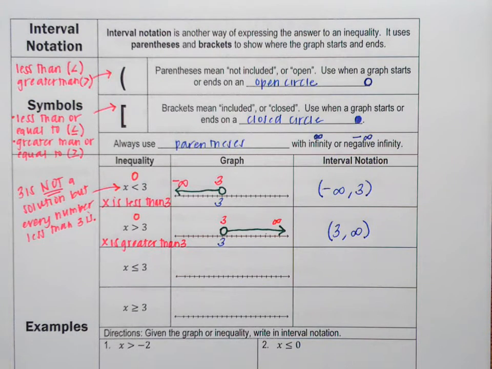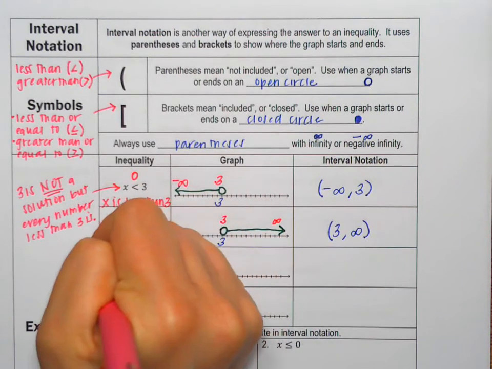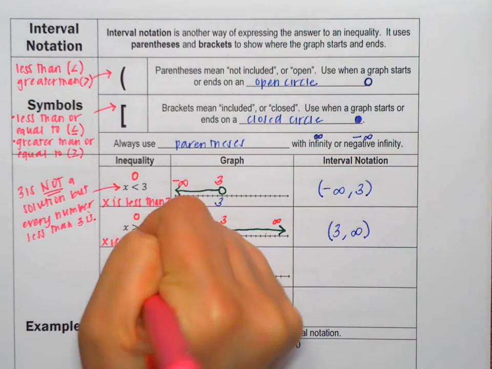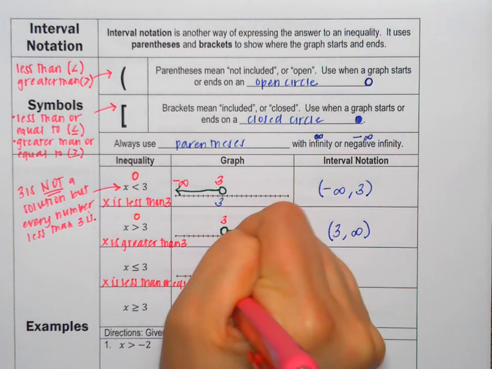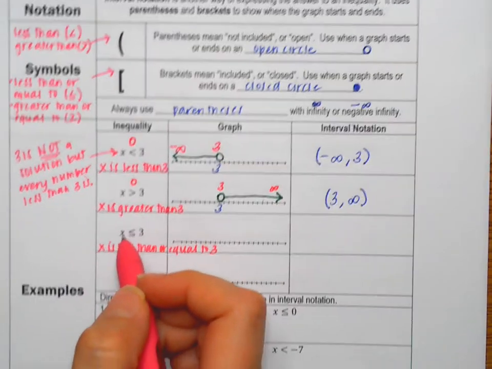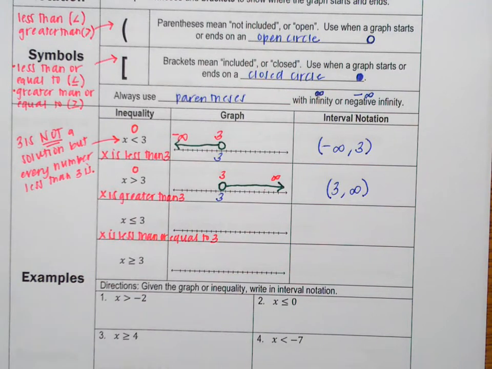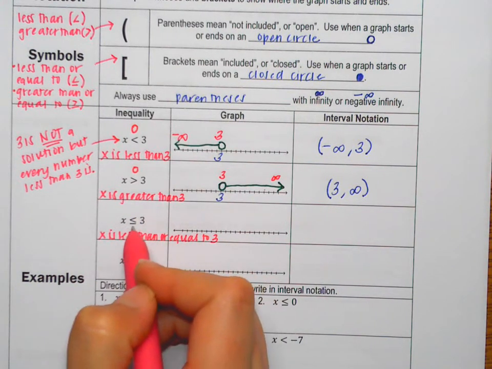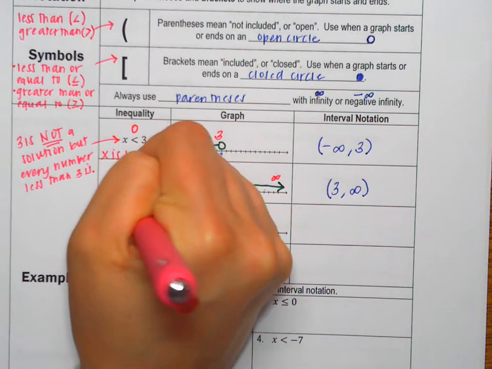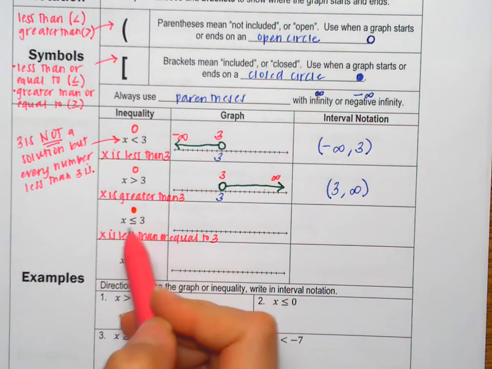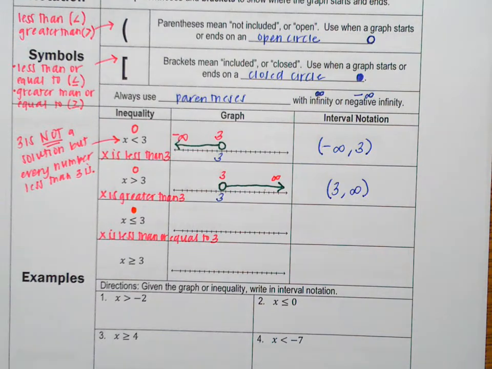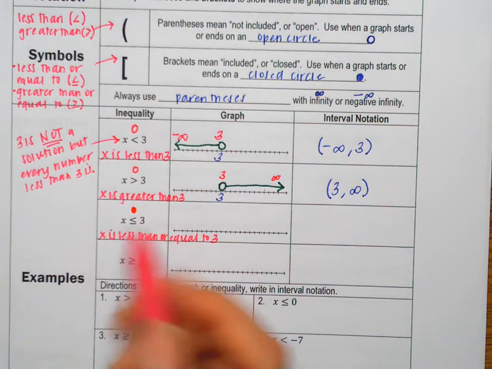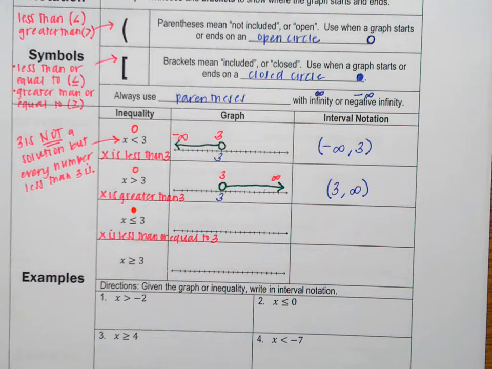So let's keep going. Now we have x is less than or equal to 3. So let's first write that. And so now because we have that or equal to, now it's a closed circle. So when it has that extra line, we have to fill in the circle. And so what this means in comparison to this one, 3 is not a solution, but every number less than 3 is. In this situation, 3 is a solution in addition to every number less than 3.